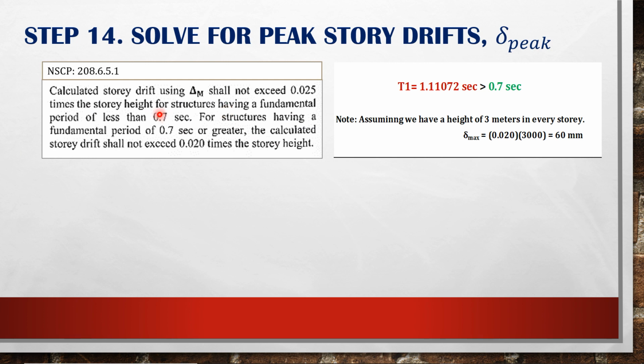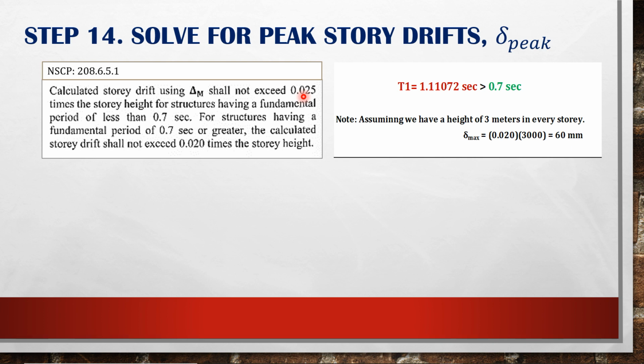So, kung yung period natin, yung pinaka mataas na period natin doon sa RSA natin is less than 0.7 seconds, so, ang magiging story drift natin using the delta M shall not exceed 0.025 times the story height. So, kung meron tayong 3 meters each floor, ito times natin yon. Gagawin nating millimeter. So, 3,000 times itong 0.025, so, 75, no? Yan, 75.